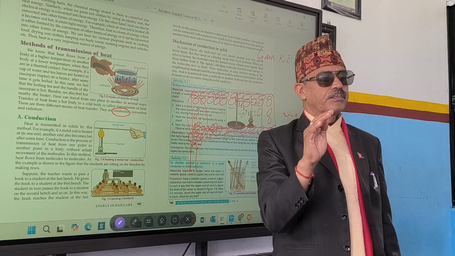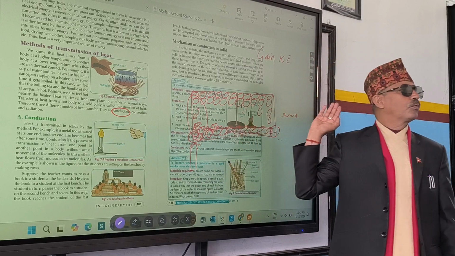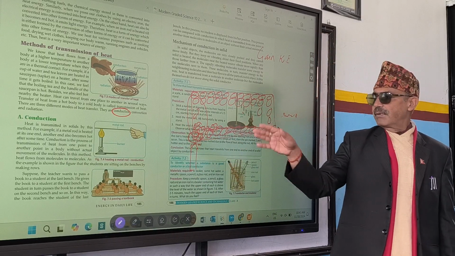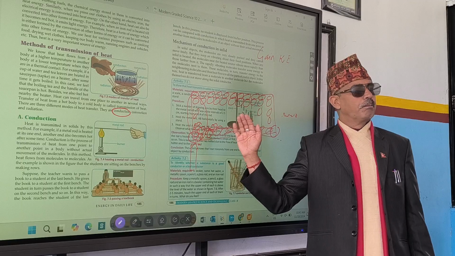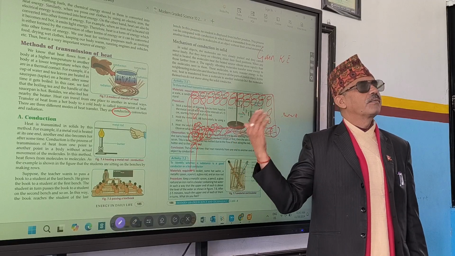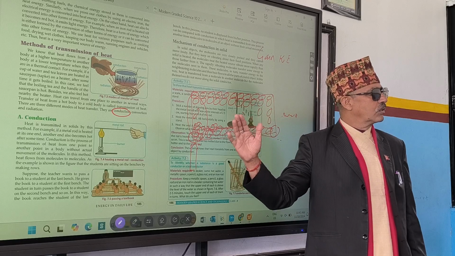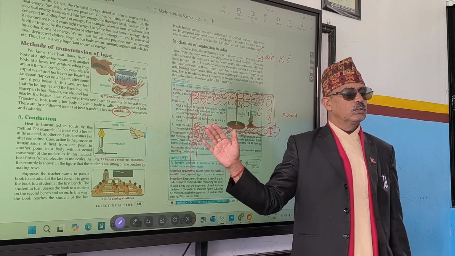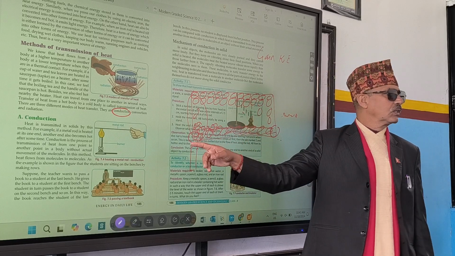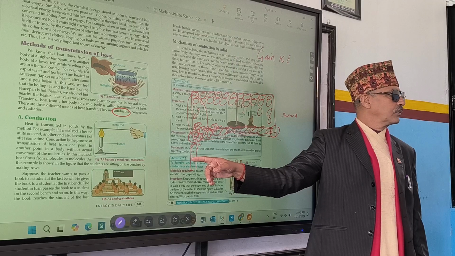In conduction, the molecules do not move from one place to another. Simply one vibrating molecule makes another molecule vibrate. Because of the vibration of the molecules, heat transfers from one place to another. So that is conduction. Right?